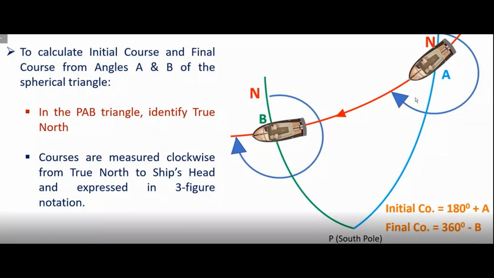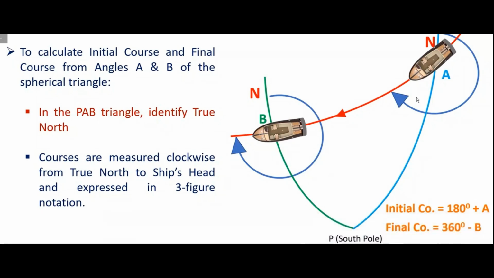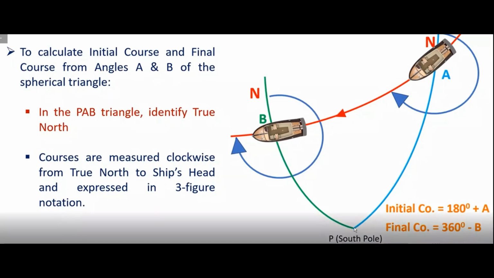Now beta, when we solve the PAB triangle using the cosine formula, we have the pole here, the south pole, the A point is here, the B point is here. When we solve the PAB triangle and calculate angle A of this triangle, that angle will be this one. Correct beta? I hope you can see my cursor. Yes sir. Right. So this angle we will get.